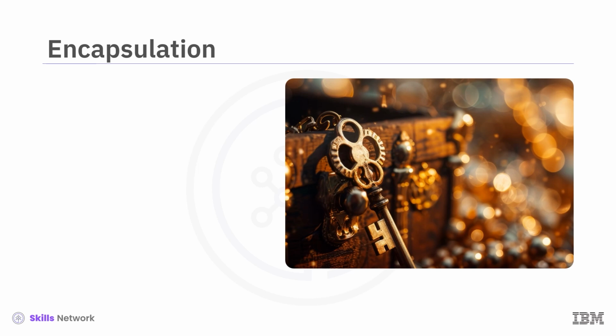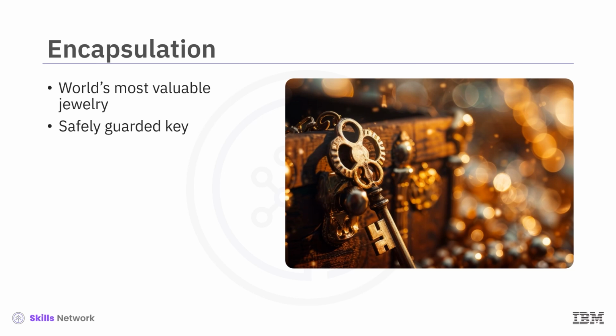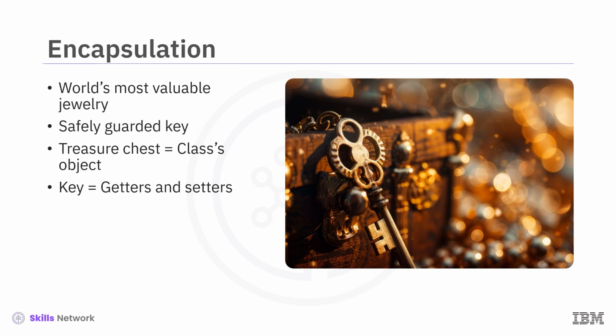Imagine a secure treasure chest filled with the world's most valuable jewelry. The only way to access this chest is with a safely guarded key. This key is similar to the concept of encapsulation and protects contents from unauthorized access. The treasure chest is like a class's object, and the only way to interact with it is through methods such as getters and setters. Encapsulation will do an excellent job of protecting an object's data.